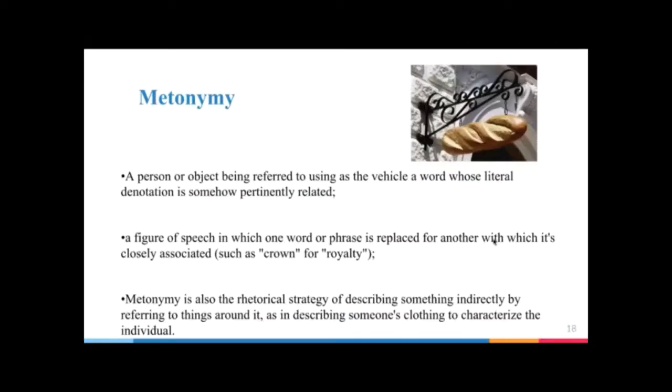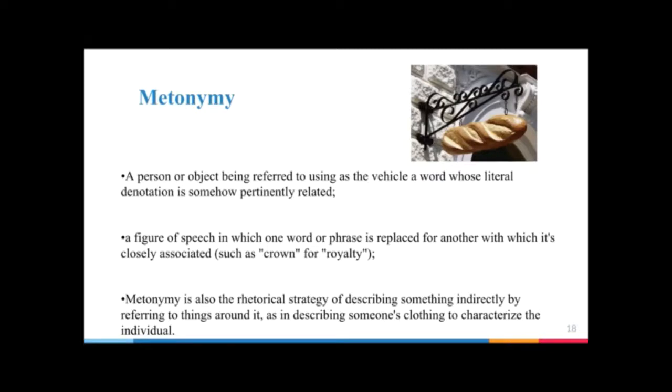Okay, now we're going to talk about metonymy. Traditional accounts of metonymy define it in terms of a person or object being referred to, using as the vehicle a word whose literal denotation is somehow pertinently related. We have here a picture I put, a sign with a bread. So instead of saying bakery, they put a bread in there, and you know what you will find. If you wanna go here, you will find bread, so it's a bakery.